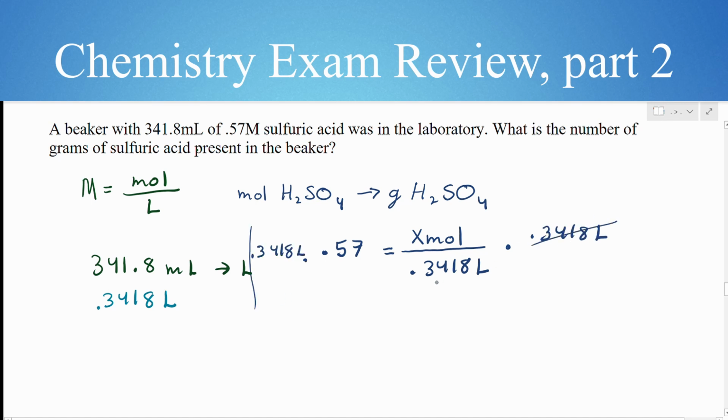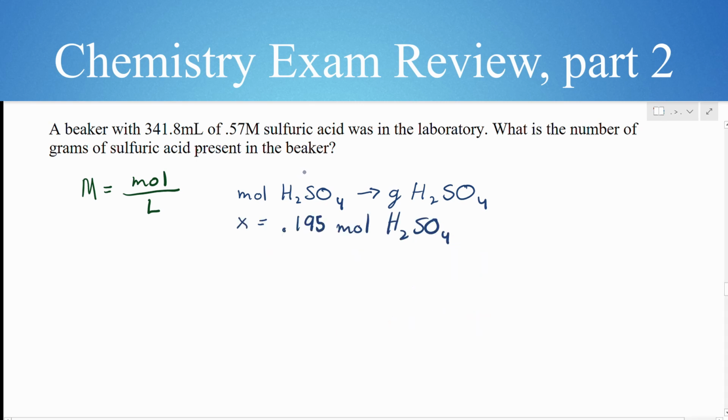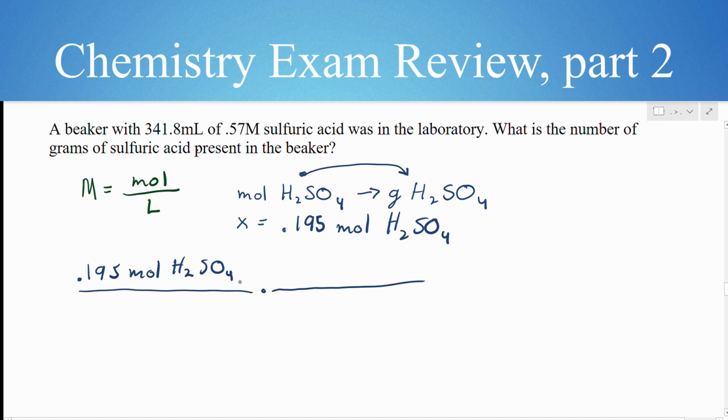Liters cancel out on the right side, leaving us with x equal to a certain value. This is going to be 0.195, and this is the number of moles of sulfuric acid. Now that we have our number of moles of sulfuric acid, we can convert that to grams. So 0.195 moles of the acid. Well, we need to use the molar mass. In order to cancel out moles, we put the moles of the acid on the bottom and the grams on top, so that the moles can cancel out.